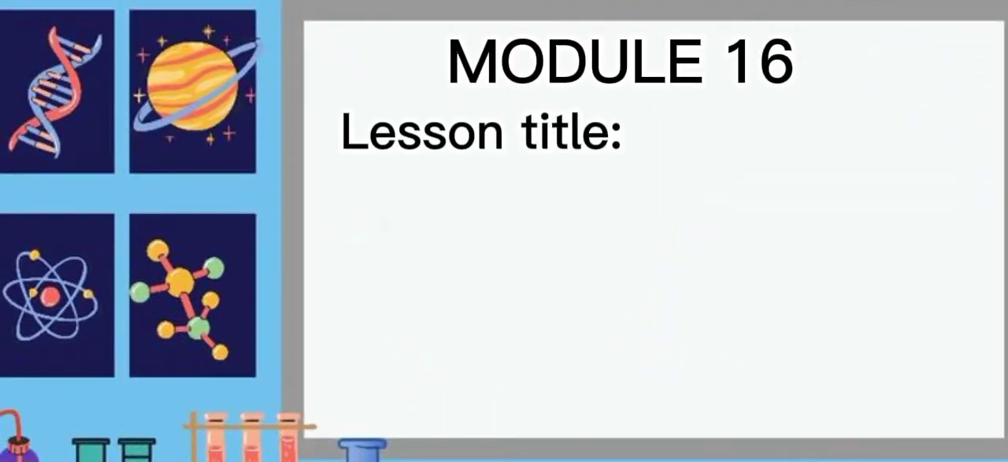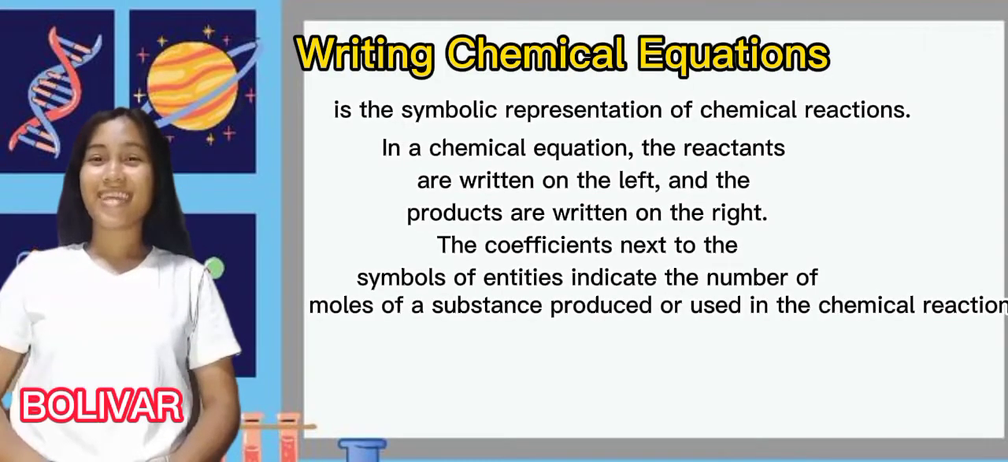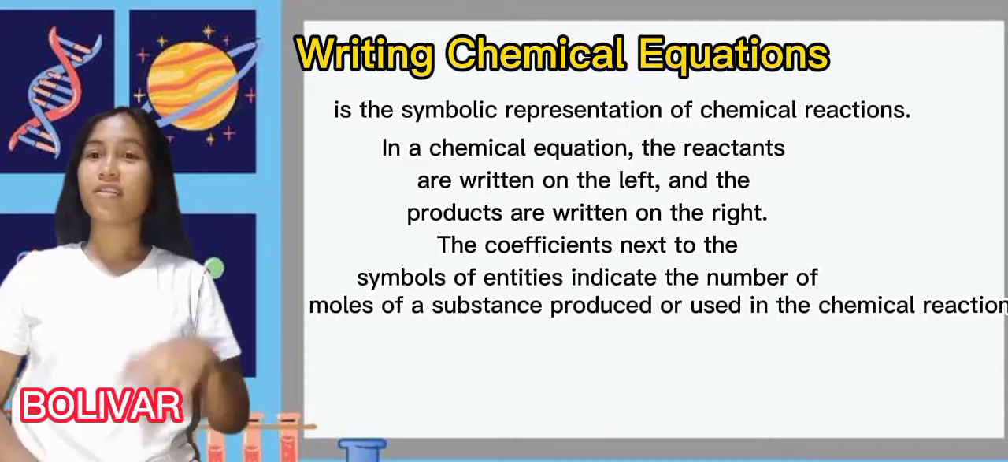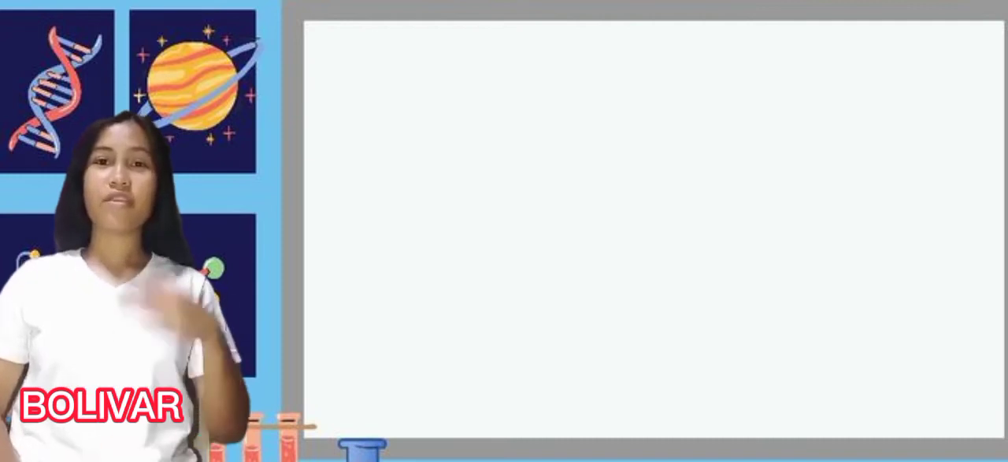Let's go on to Module 16. The lesson title is about chemical reactions and equations. Writing a chemical equation: a chemical equation is a symbolic representation of a chemical reaction, wherein the reactant entities are on the left side and the product entities are on the right side, with a plus sign between the entities on both sides. So I have here an example.